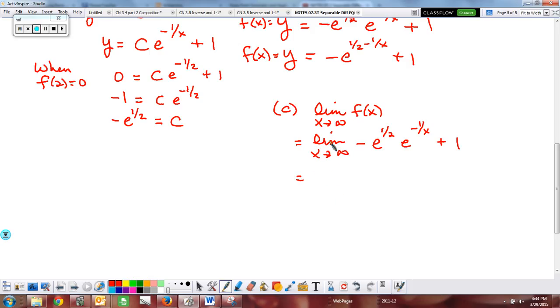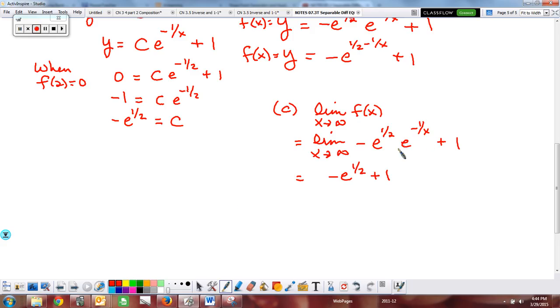The limit of e, as this goes to infinity, what happens to this? This goes to 0. E to the 0 is headed toward 1. So we end up with basically negative e to the 1/2 plus 1. And then we're done. So I sort of did that, kind of substitution thing in there. The limit of a constant is a constant, and then the limit, you figure out what happens here.